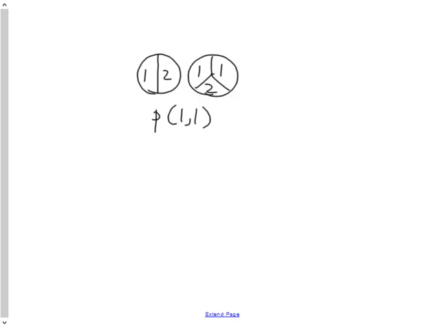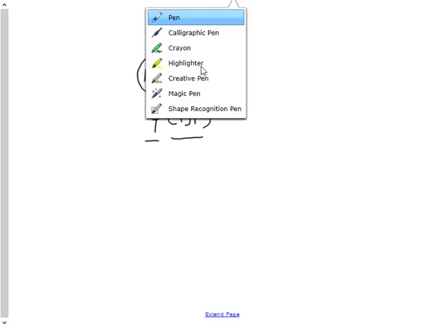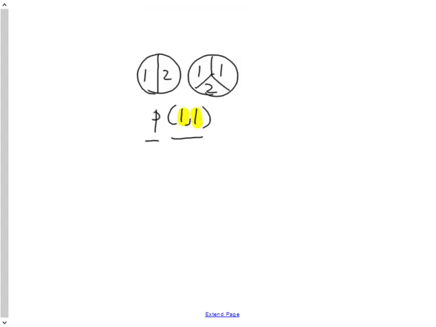Next question gives you 2 spinners, a spinner that has a 1 and a 2 on it, and a second spinner which has a 1, 1, and a 2 on it, and says, what is the probability of spinning a 1 on the first and a 1 on the second? So you could do a tree diagram if you wanted, but obviously we know a table from our experiences in grade 7 works better.